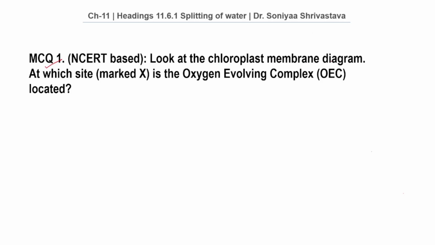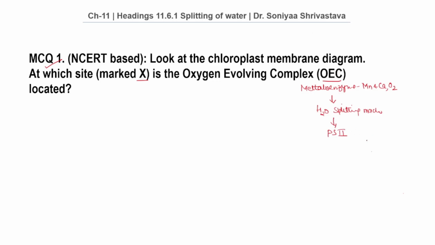Look at the chloroplast membrane diagram, at which site marked X is the oxygen evolving complex OEC located? Student, OEC is a metalloenzyme, consists of manganese and calcium ions along with oxygen atoms. Oxygen evolving complex is a water splitting machinery present in Photosystem II.